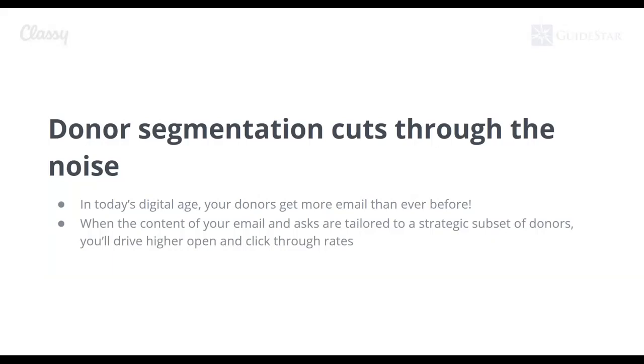In an increasingly digital age, your donors are going to get more emails now than they ever have before. Cut through the noise by segmenting your emails so that the content of your email and your ask are tailored to strategic subsets of donors. Segmenting communications results in higher open rates, lower unsubscribe rates, better deliverability, and overall greater revenue. Make sure that your emails are relevant to your supporters and reflect their previous support of your organization.